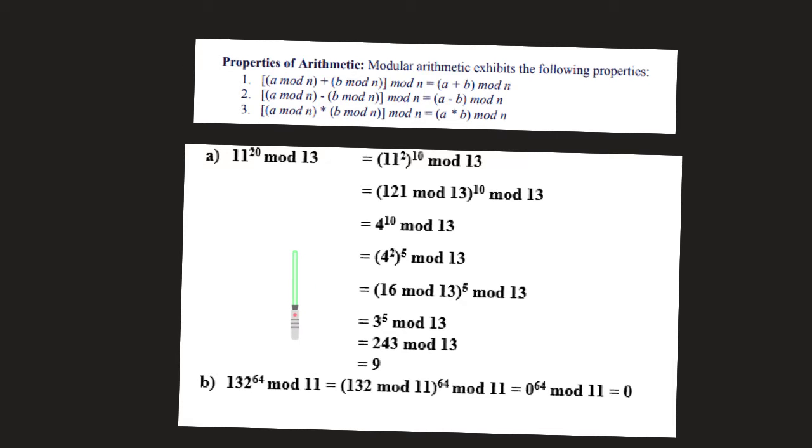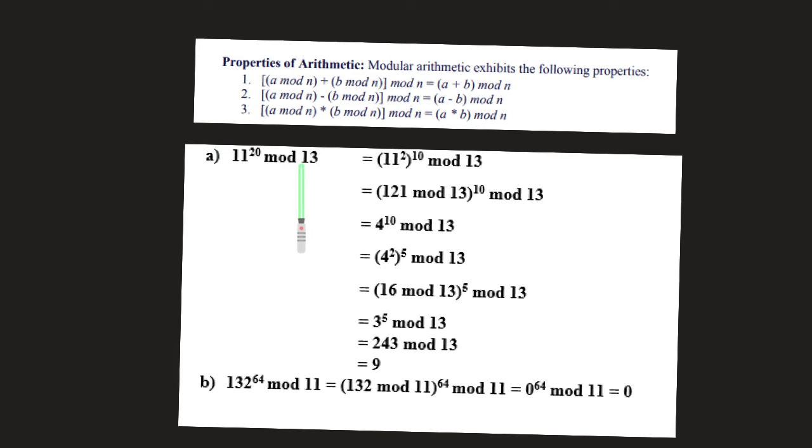This video illustrates how to compute the modulus with a large number. In a question like this, find the modulus 13 of this number, 11 to the 20th power. This is a huge number, but definitely we don't mean for you to multiply this out with a calculator and do the division and see what you get.